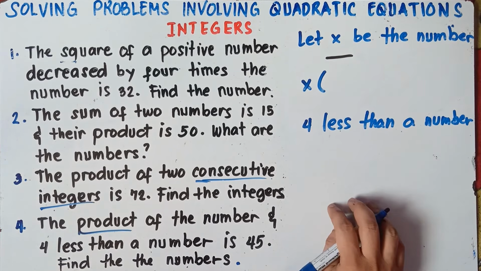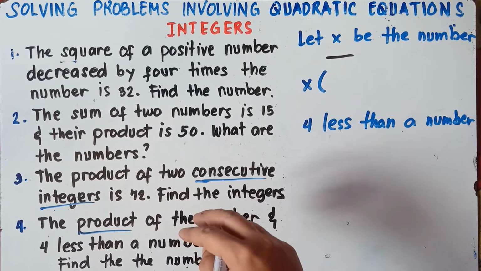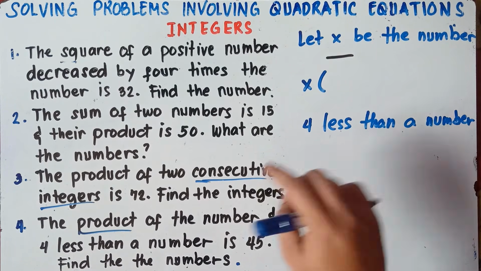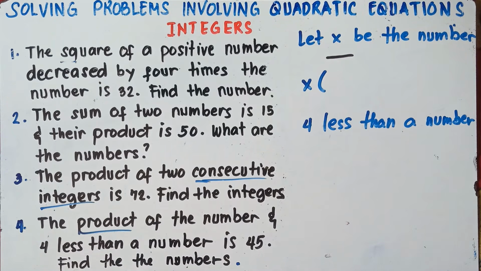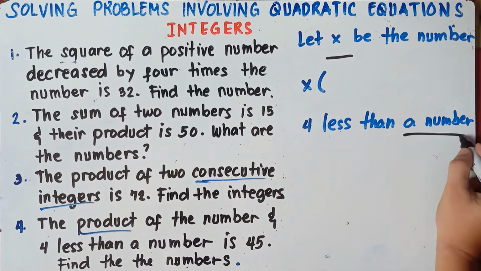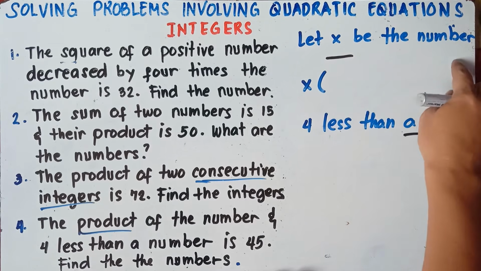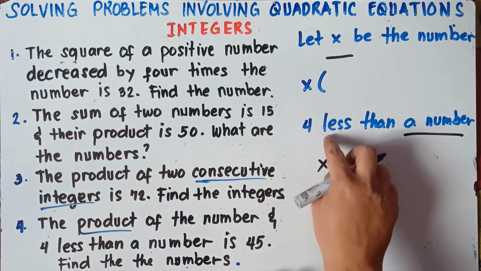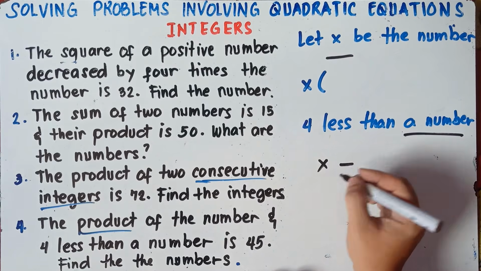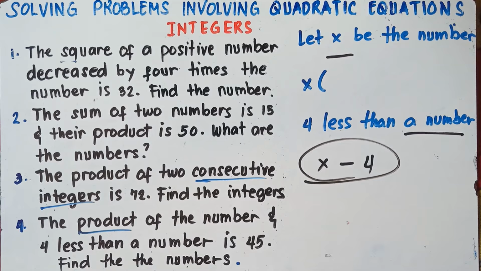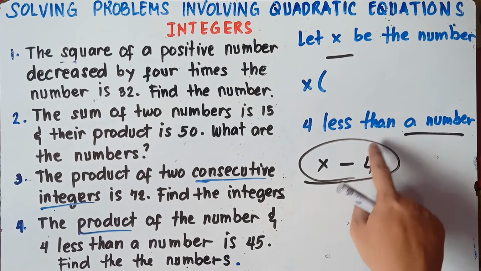If you have this given phrase, class, 4 less than a number, in algebra, it's actually reversed. You write this one in reverse. This will be a number, and a number is x, since we assume that the number is x. So copy x, then less than means minus, so minus 4. This will be the expression, because in mathematical equations, 4 less than a number should be reversed: a number less than 4, x minus 4.